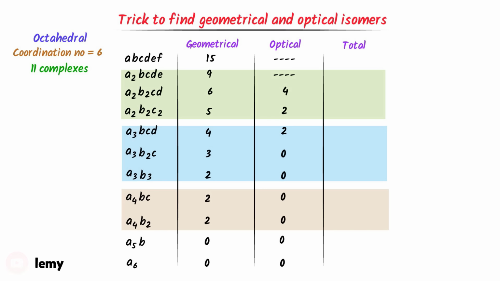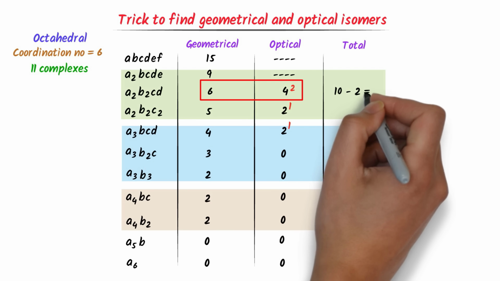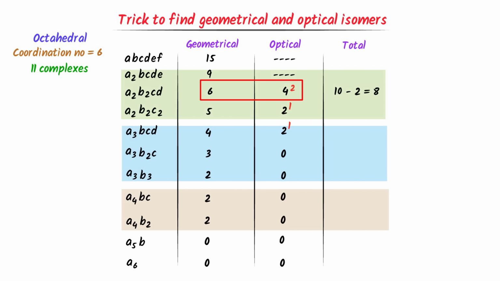Lastly, what about total isomers of these complexes? We can see that here these 3 complexes show optical isomers. I make them half. 4 divided by 2 is equal to 2, 2 divided by 2 is equal to 1, and 2 divided by 2 is equal to 1. Now 6 plus 4 is equal to 10. This 2 means subtract this 2 from the total number. 10 minus 2 is equal to 8. I get 8 isomers. Thus this complex has 8 isomers.